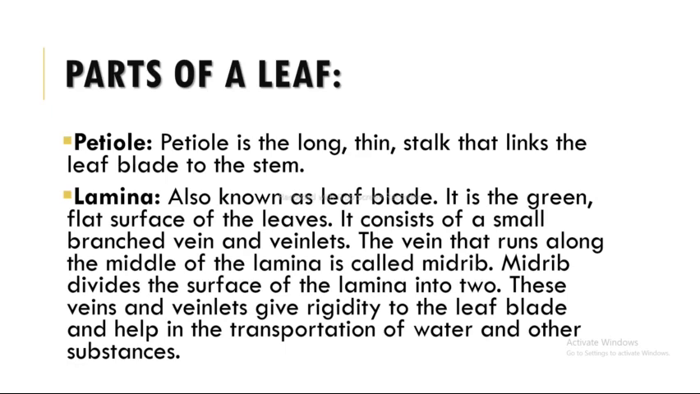And the third part of the leaf is the lamina. Lamina is also known as the leaf blade. It is the green, flat structure of the leaves, and it consists of small branched veins and veinlets. The vein that runs along the middle of the lamina is known as the midrib, and the midrib divides the surface of the lamina into two. These veins and veinlets give rigidity to the leaf blade and help in the transportation of water and other substances.